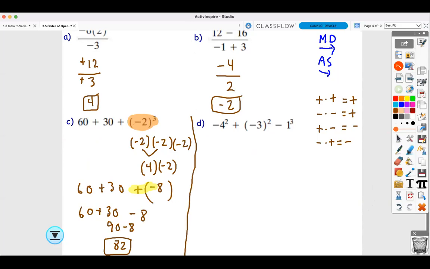All right, D is gonna be a pain, right? Because how many exponents do y'all see on letter D? 3 exponents. 3 of them. So let's do the first exponent first. -4 squared. Can someone tell me what they think that will result in? -4 squared. -16, right? -16, correct. Can someone tell me what's gonna happen with the second exponent, -3 squared?